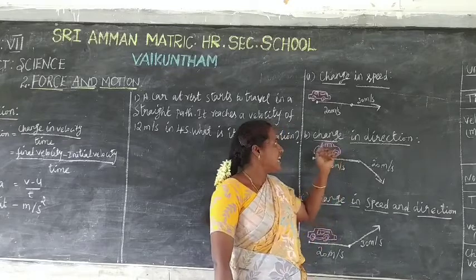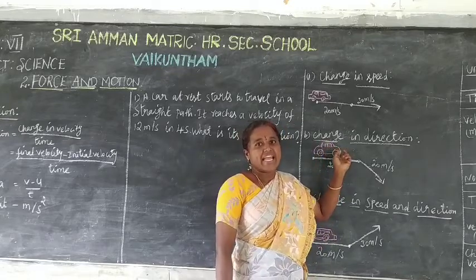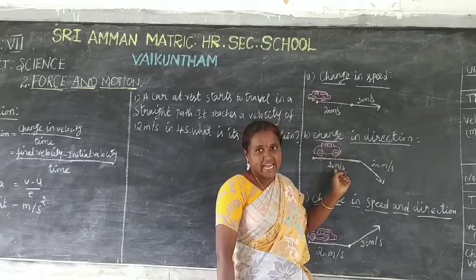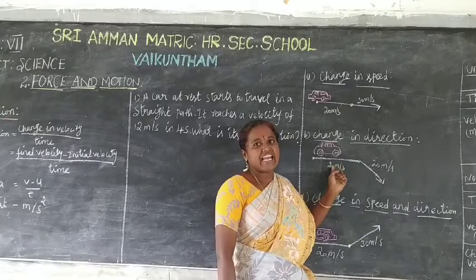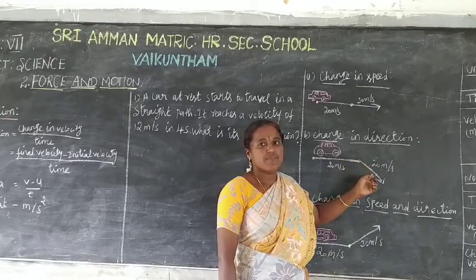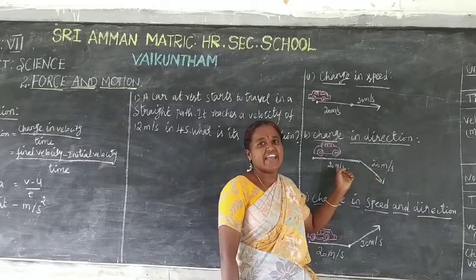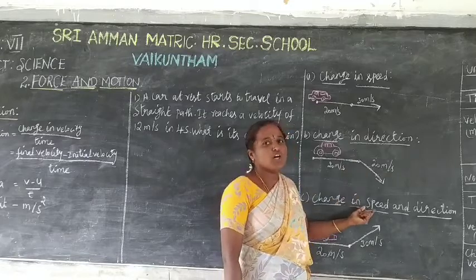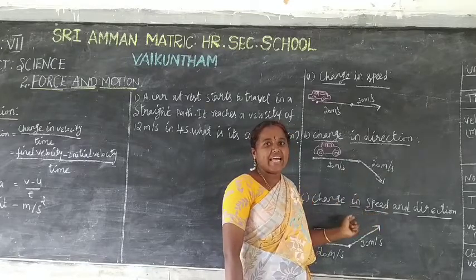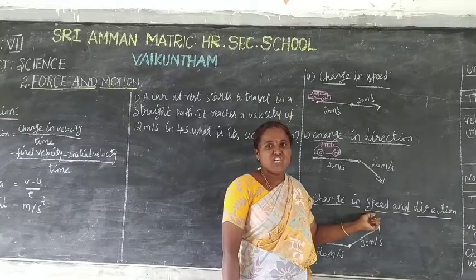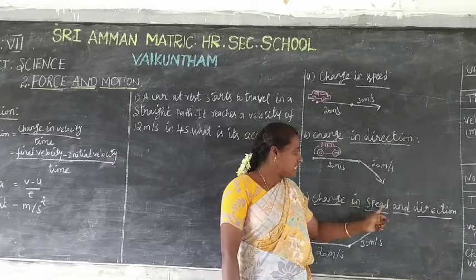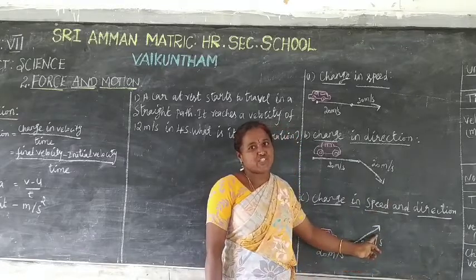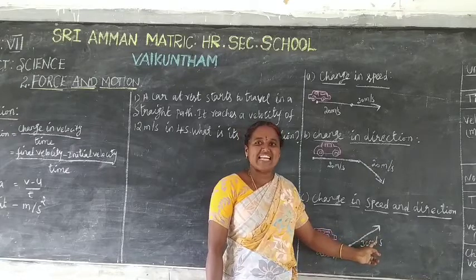Next one is change in direction. Here the car is going at a speed of 20 meters per second and the direction is changed. So we can say that the car is accelerated. Next one is change in both speed and direction. Here the speed of the car is increased from 20 meters per second to 30 meters per second, and the direction is also changed. This is also an acceleration.